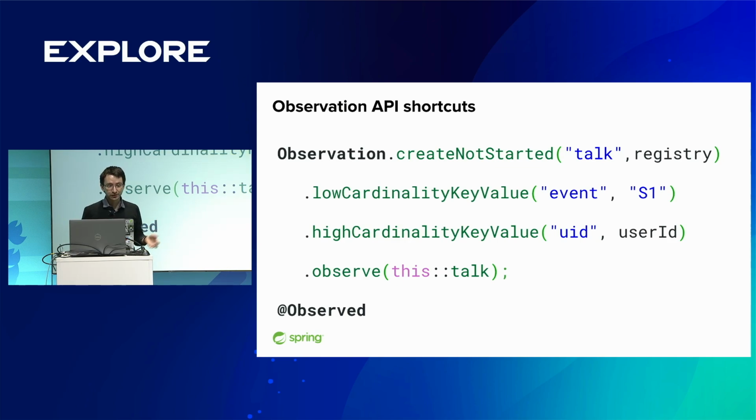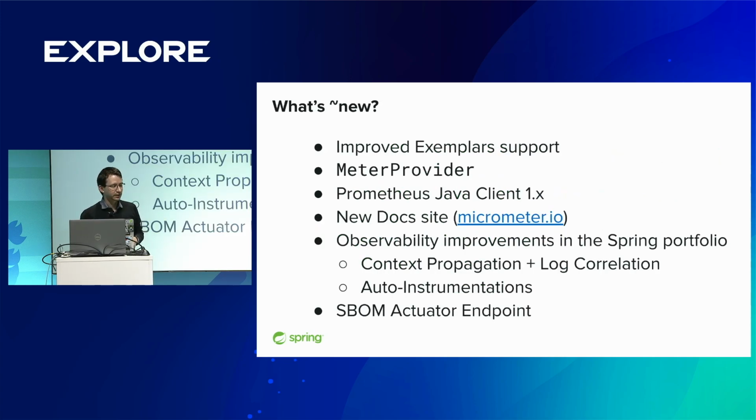You put that onto the method and that's it. And it will do the try, catch, finally dance for you and create an observation. And that's basically it. I wanted to tell you about the observation API for this talk. But let's also talk about what is kind of new in Micrometer. And new here means we released it in the past, around one year.